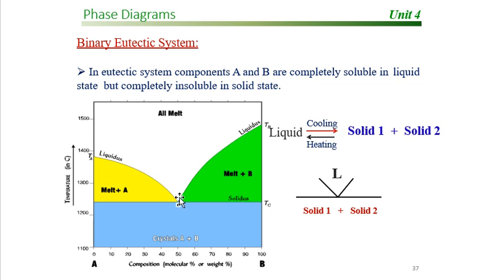For any alloy, this is the point where the change of phases takes place at minimum temperature. Slightly increased temperature, it will be a different phase; slightly decreased temperature, it will be a different phase. In this case, slightly increased, it will completely melt; slightly decreased, it will be a combination of phase A and phase B here.